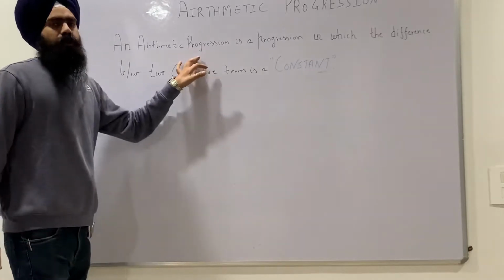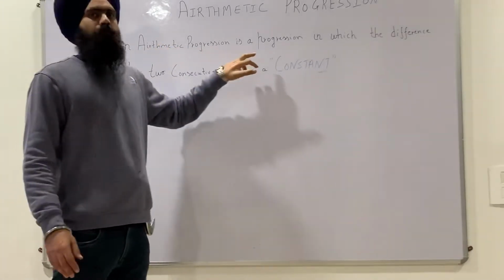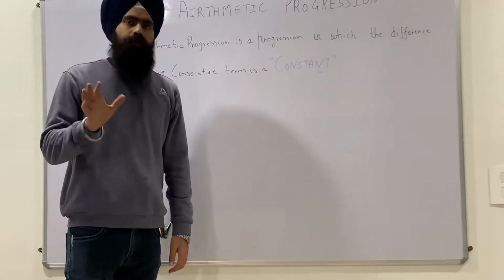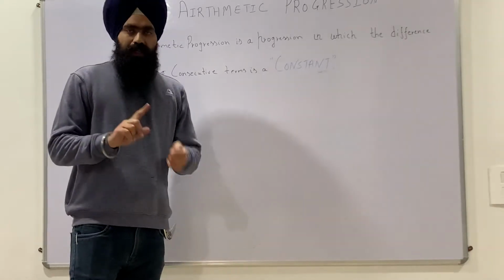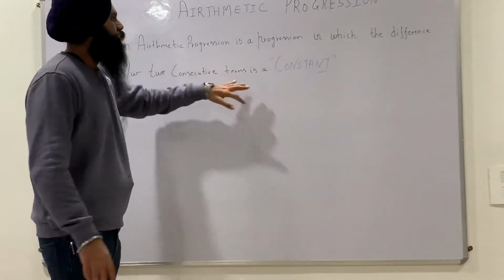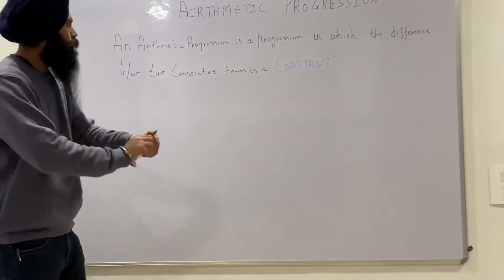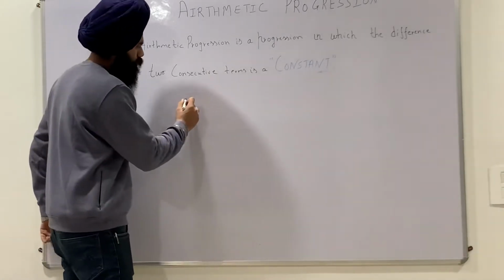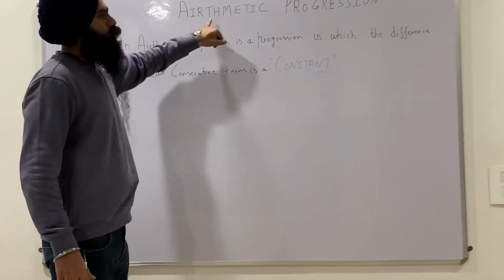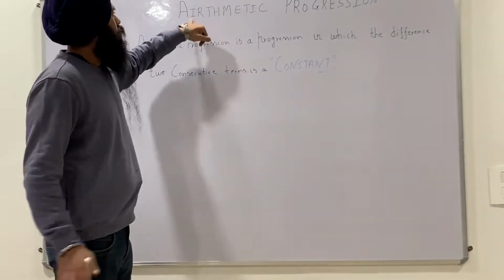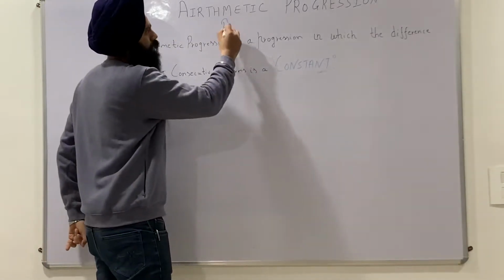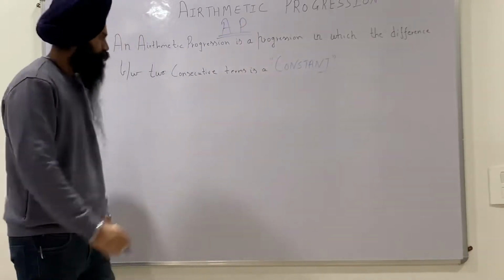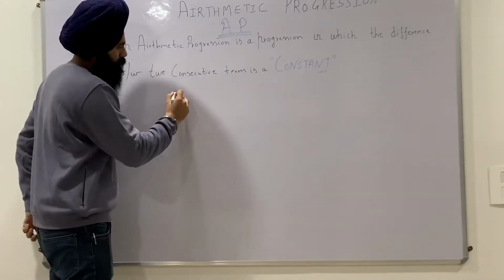Now see the definition. An arithmetic progression is a progression in which the difference between two consecutive terms is constant. The difference between two consecutive terms. What is the meaning of consecutive? Consecutive means one after another. Let's have an example. In short form, we take A from arithmetic, capital A, and P from progression. We also say AP.